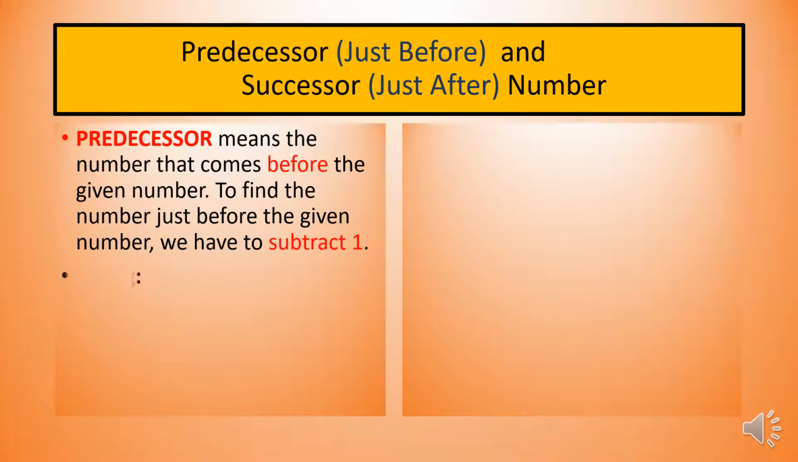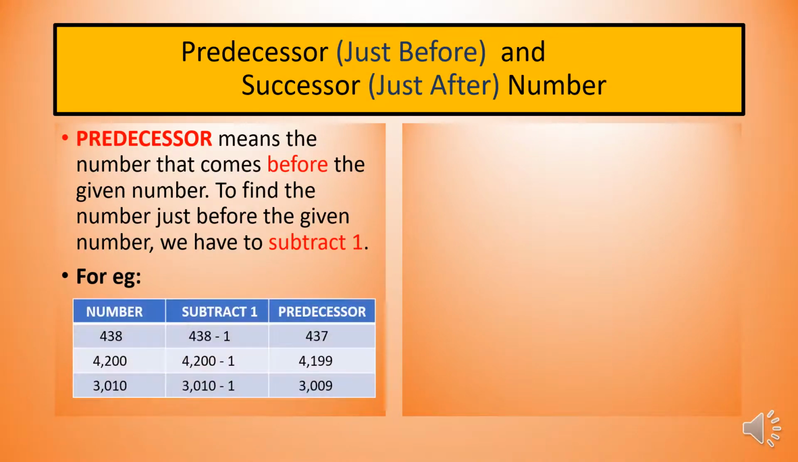For example, in the box below, there are 3 numbers given. So to find the predecessor for that number, we have subtracted 1 from each number. So the predecessor of 438 is 437. For 4200, it is 4199. And for 3010, it becomes 3009.